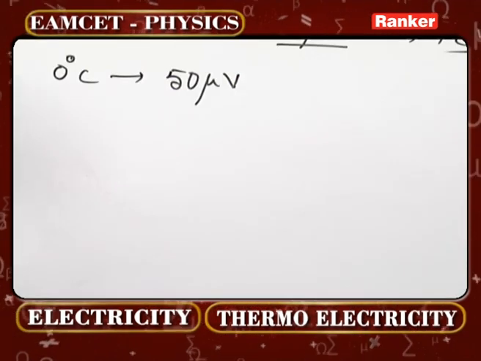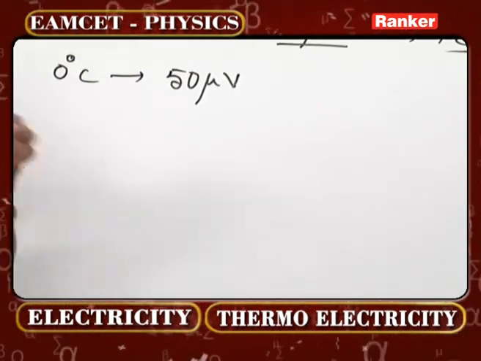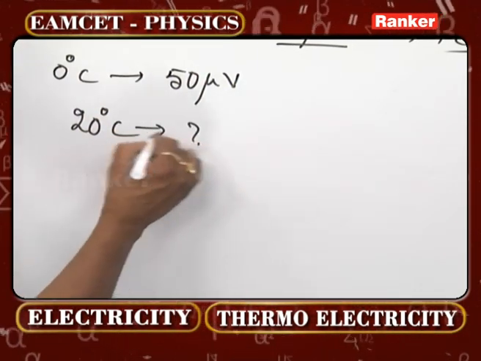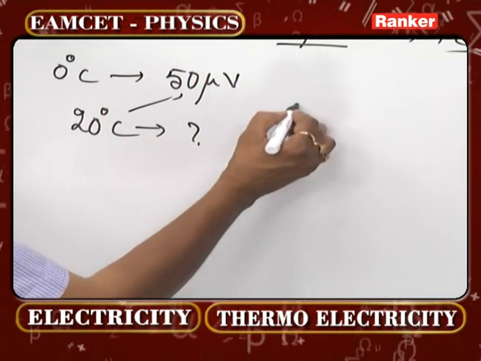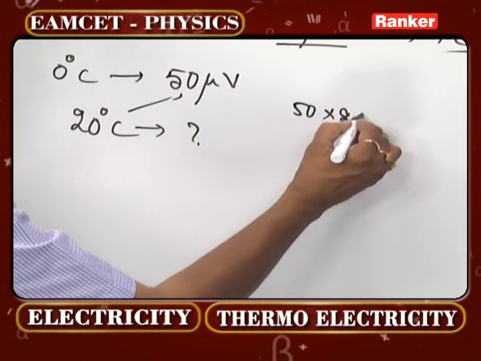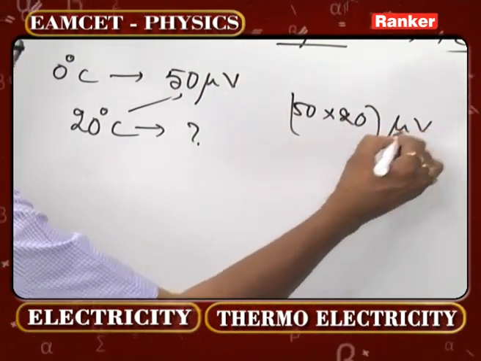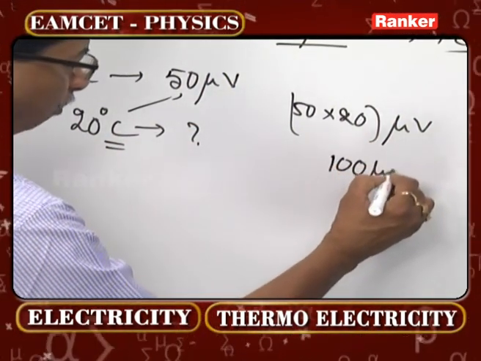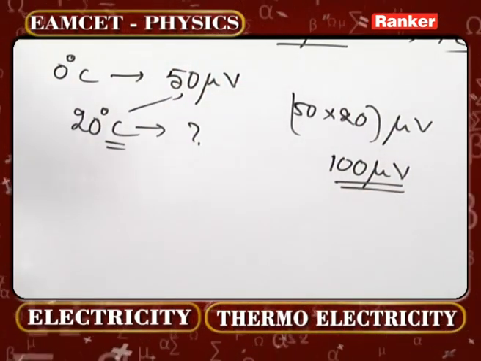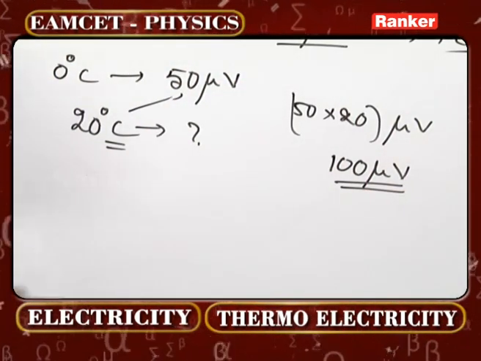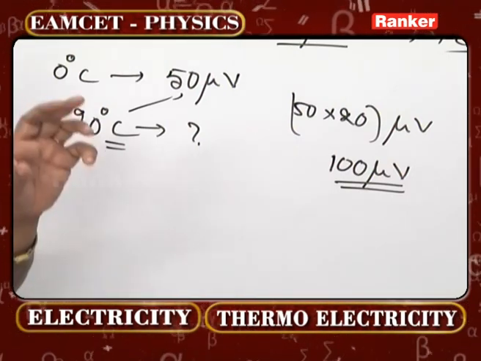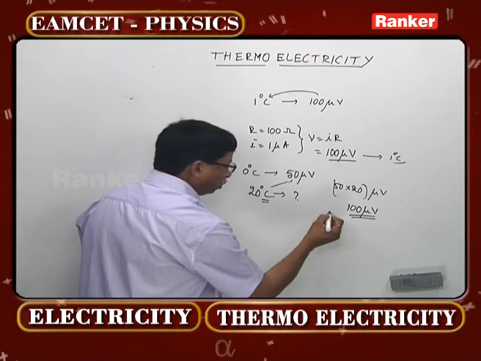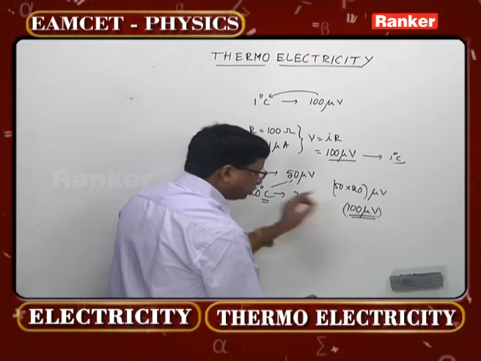But for 30 degrees to 50 degrees, that means for 20 degrees centigrade, how much is the value? Generally, we can directly take 50 into 20 microvolt for 20 degrees centigrade. That means it is now 100 microvolt you have to think of. Now what next is he giving you? 100 millivolt is generated ultimately. How many of these thermocouples do we want? So each thermocouple gives you this much.